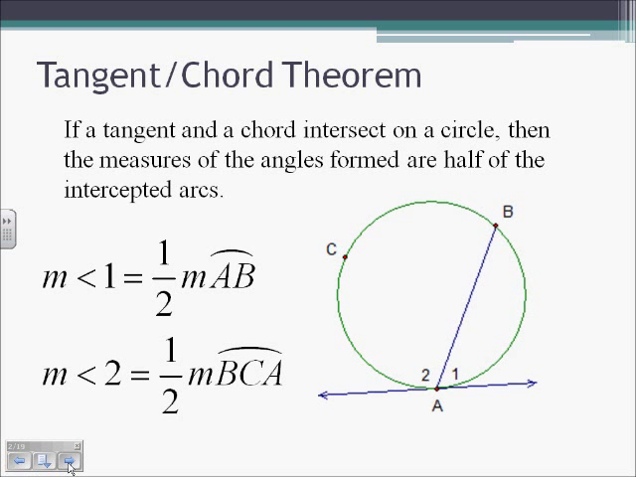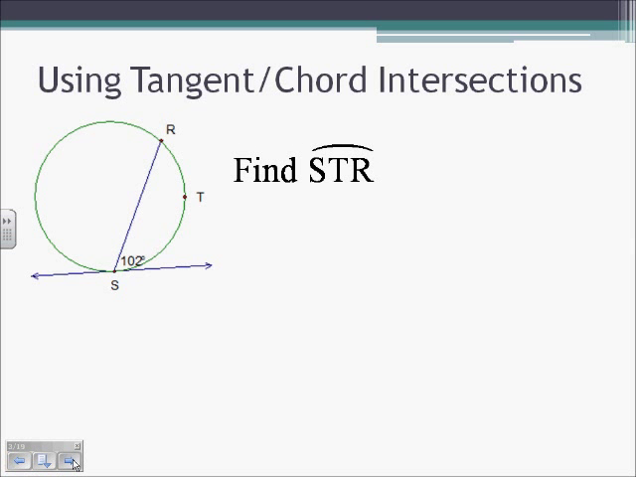The other thing we can notice about this is the two arcs formed make up the whole circle. So in total, the two arcs need to add up to 360 degrees because it's a circle. We can use this to find arcs or angles.